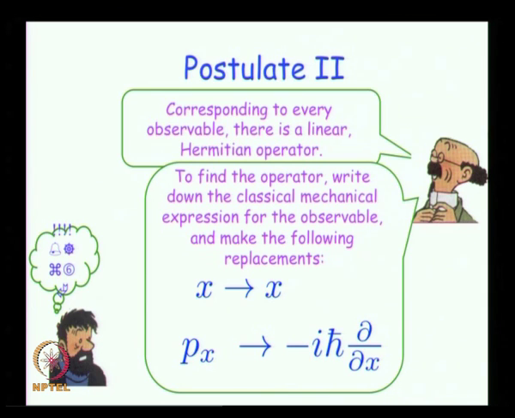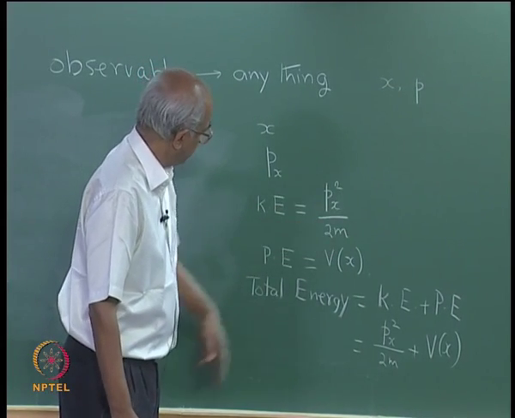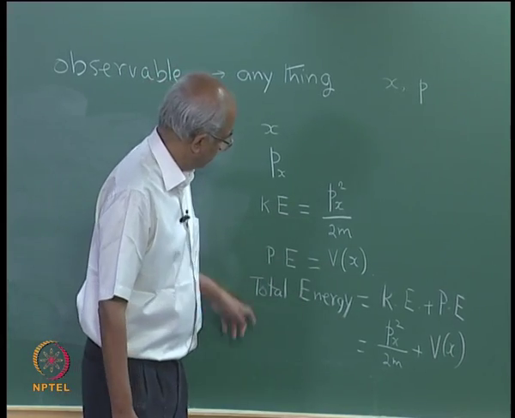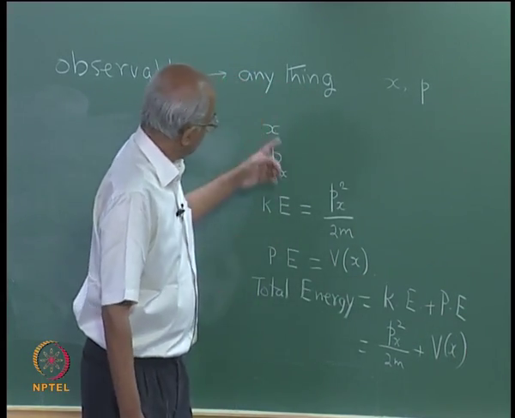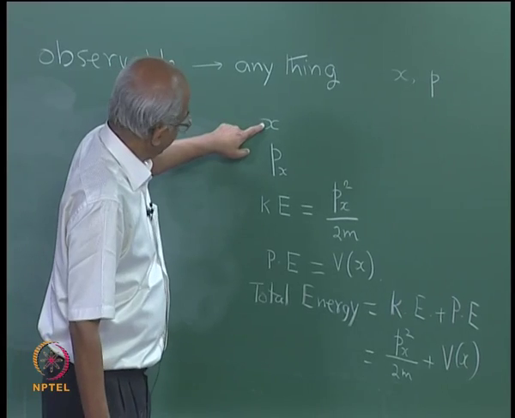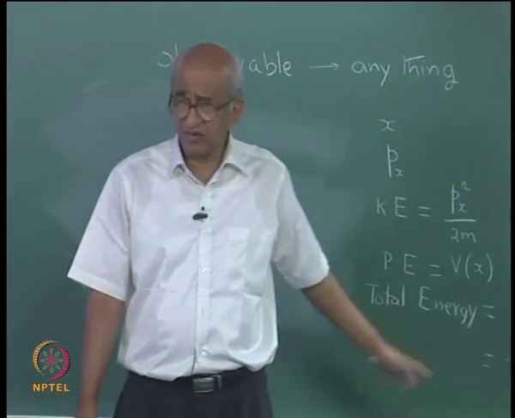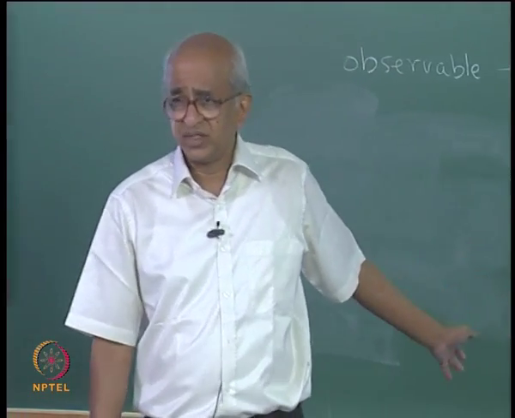What it says is, if you want to find the operator, you have to write the classical mechanical expression for the observable. We have written down a few observables here: x, px, kinetic energy given by px square by 2m, potential energy given by V of x, total energy given by this expression. These are classical mechanical expressions for these observables. The classical expression for position is x, then momentum px, and kinetic energy is given by px square by 2m. So, we have done it for a few observables on the board.